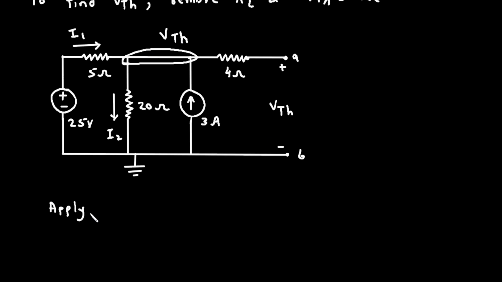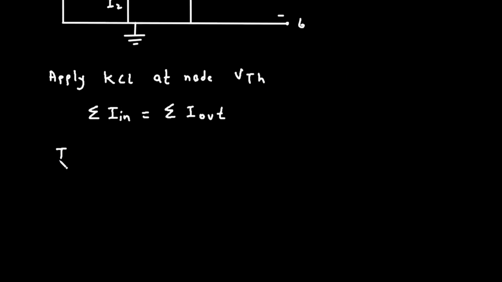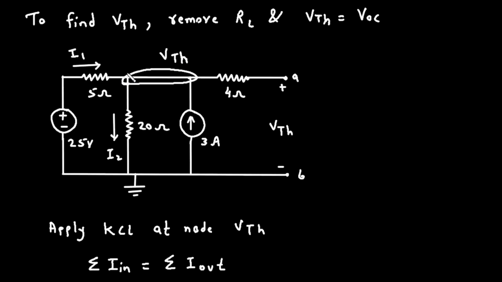Apply KCL at node VTH. According to Kirchhoff's current law, the summation of all the currents entering a node is equal to the summation of all the currents leaving the node. Now here at this node, I1 is the entering current and this 3 ampere is the entering current. So I1 plus 3 is equal to I2.